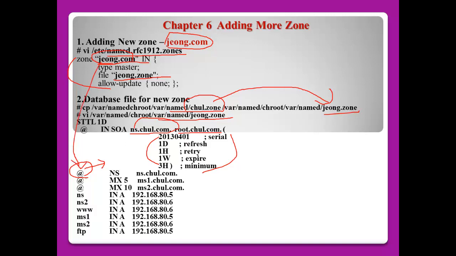So for jong.com, the name server is ns.chol.com. For jong.com, the mail server is ms.chol.com. This one is the same. And here, ns means ns.chol.com will be this IP address, this one. And the www means here it is @. So this one means jong.com will be this IP address. And the ms1, ms2, FTP the same.